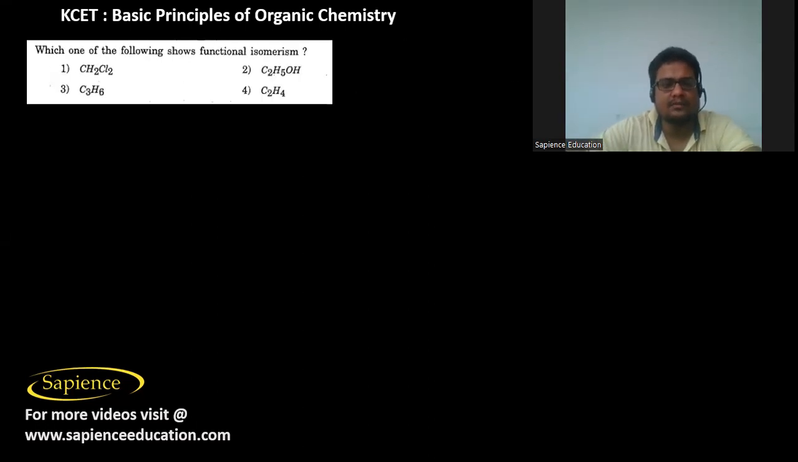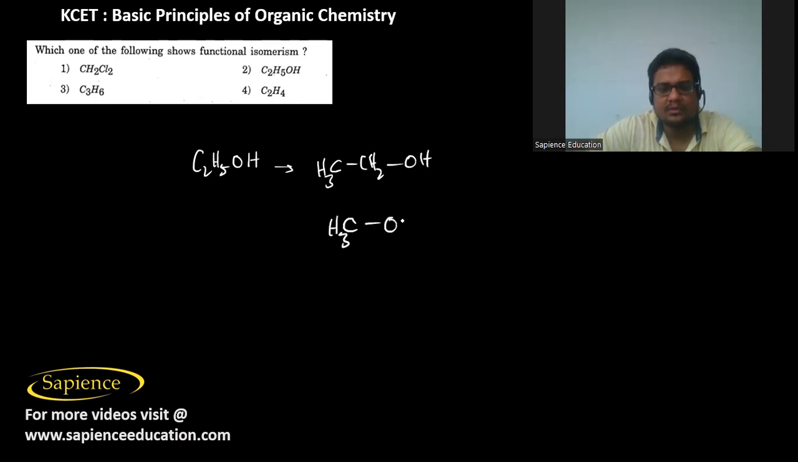And which one of the following shows functional isomerism? So it will be C2H5OH. C2H5OH can show functional isomerism. How? One structure is CH3CH2OH, and one more structure can be CH3OCH3. It means that one alcohol and one ether can be formed.